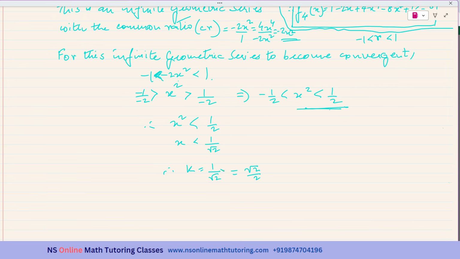Am I getting this? I am multiplying both the numerator by root 2 and the denominator by root 2. So root 2 times 1 is root 2 and root 2 times root 2 is 2. So you can write the answer as k equal to 1 over root 2 or k equal to root 2 over 2. So this is the value of k.